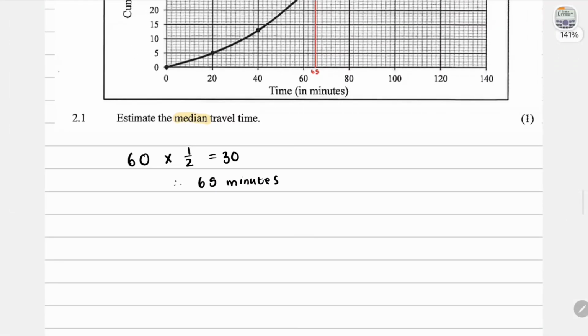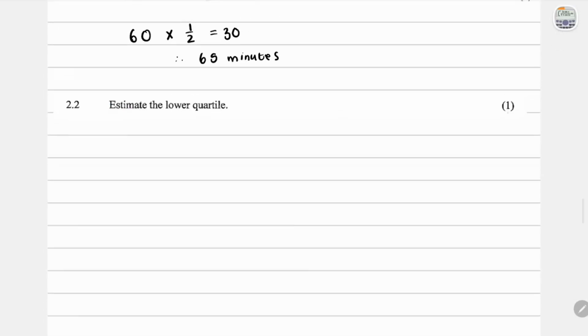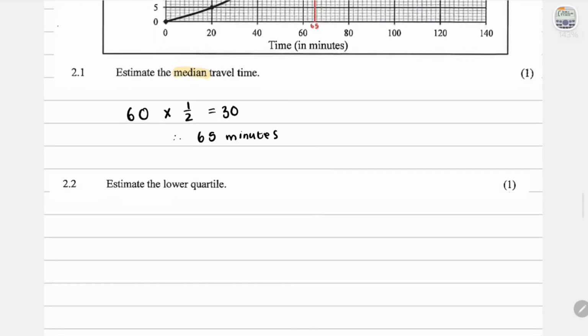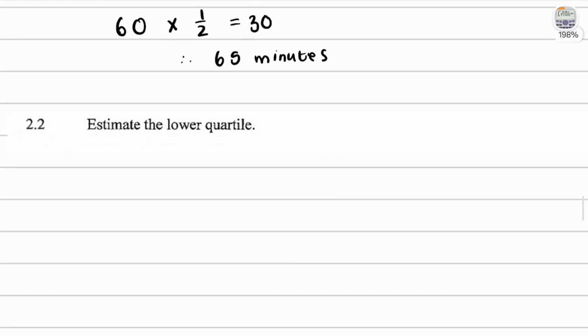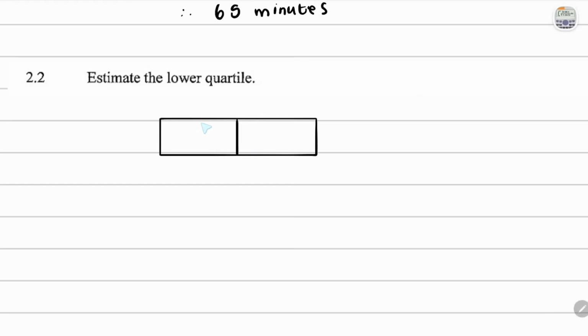Okay, moving on to the next question. The next question, 2.2, says estimate the lower quartile. Okay, so it's very similar to how we find the median. You see how the median is exactly half your data set? Okay, then the lower quartile will be a quarter of it. So 1 over 4. So that's how these go. So it's going to be 1 over 4 of your data set.